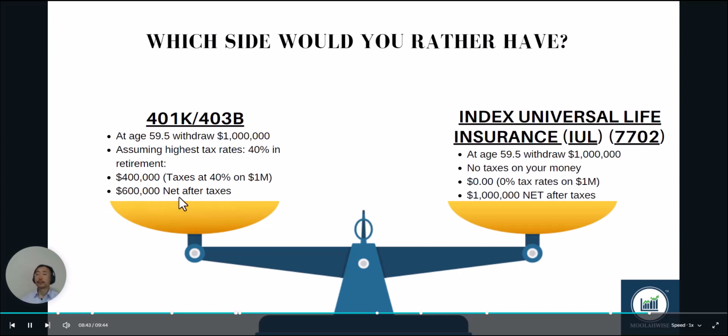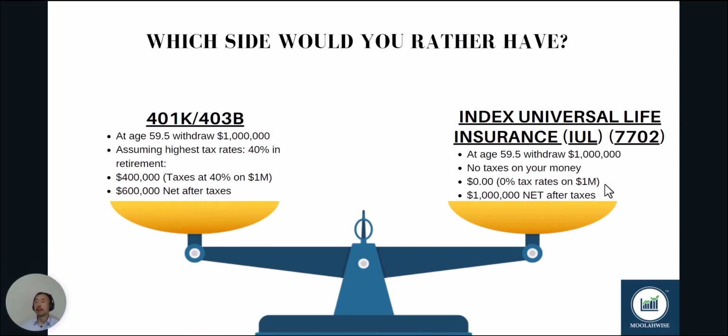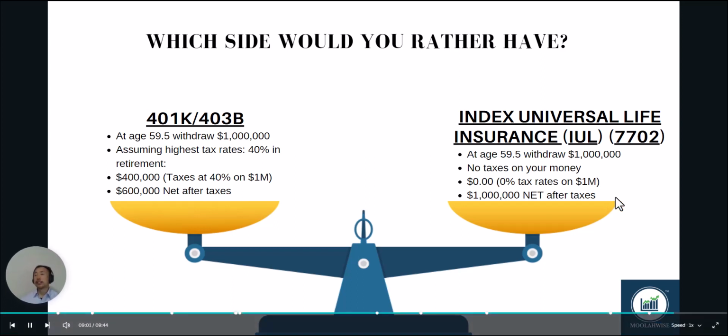On this side, at age 59 and a half, if you want to withdraw 1 million, there are no taxes on your money, because it is a life insurance program. It is a type of cash value life insurance, so there are no taxes. In this example, if you're pulling out 1 million at age 59 and a half, you'll pay 0 in taxes, so you'll get 1 million net after taxes. So let me ask you, which side would you rather have, the 401k or the IUL side?